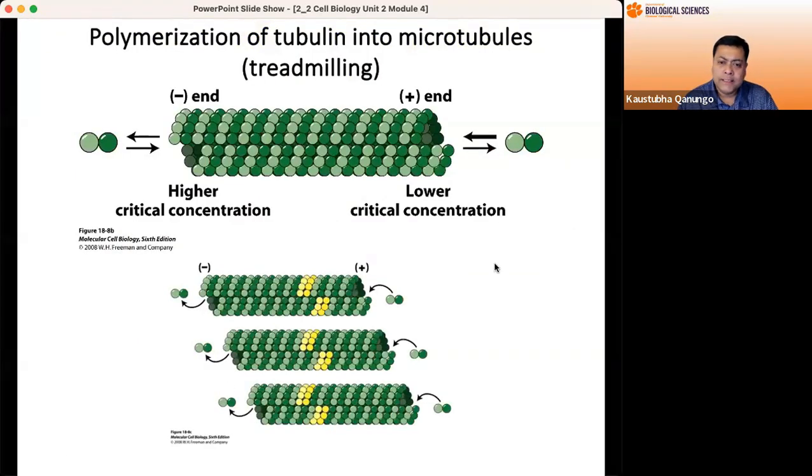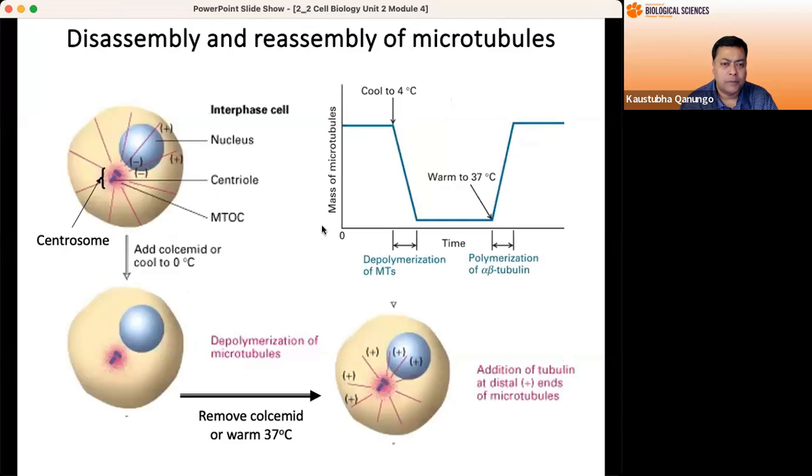Know that. This is your treadmilling, and we are not going into the critical concentration. It is the same way as with your actin: you have a critical concentration at this end, and a critical concentration at this end. If this is lower than the critical concentration, then it will be added. If it's higher than the critical concentration, it will be dissociated. And you can see the treadmilling, exactly the same thing, not important.